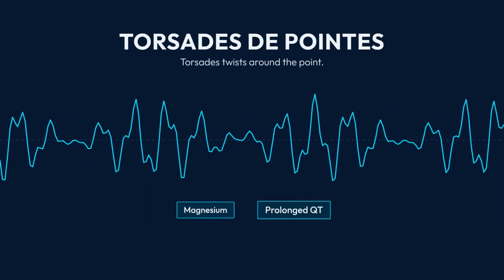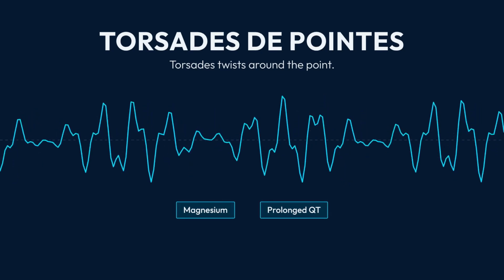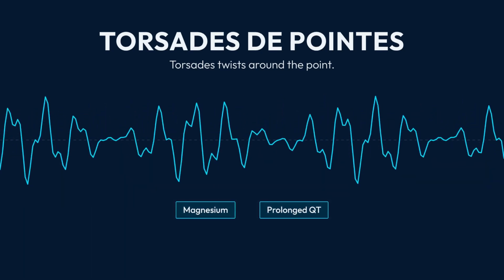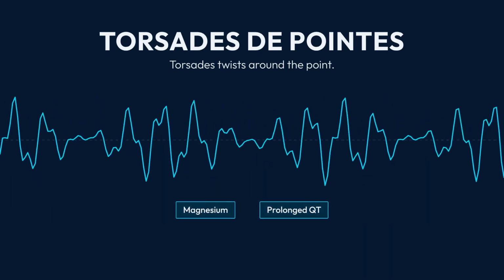This is often associated with a prolonged QT interval and hypomagnesemia. Nursing priorities include stopping QT-prolonging drugs, checking electrolytes, and preparing IV magnesium. If pulseless, follow the arrest algorithm.